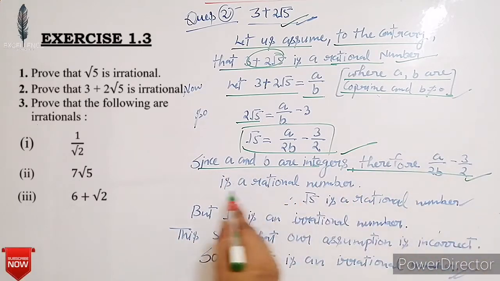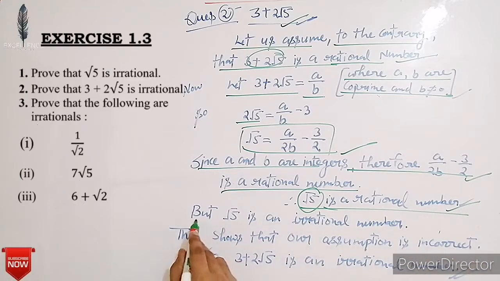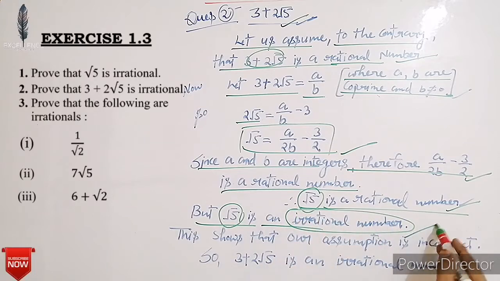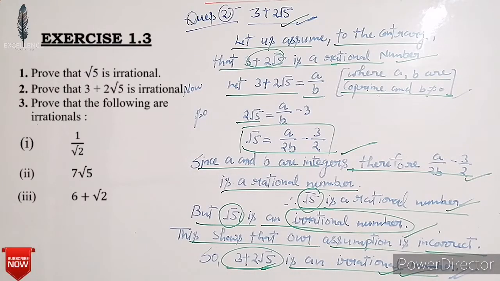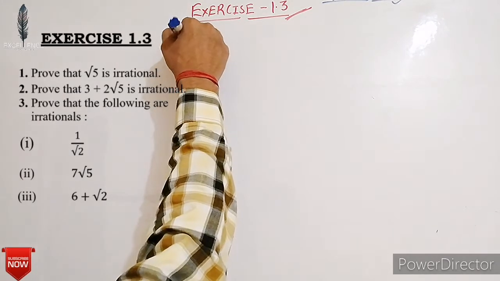Here a/(2b) minus 3/2 is a rational number. So √5 is a rational number. But we know that √5 is an irrational number. So this shows that our assumption is incorrect. So 3 plus 2√5 is an irrational number. Okay, students? Clear? Now next question.